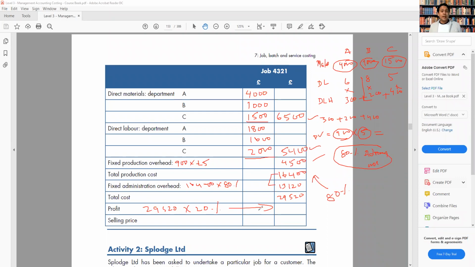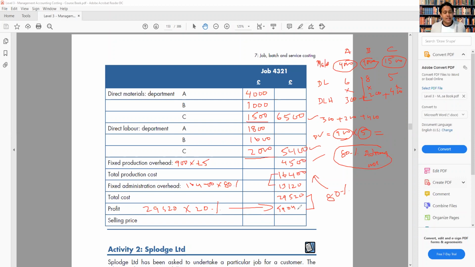29,520. And on top of that, I'm going to add 20% of the profit, 5,904. Very well done, Annie. So if I add these two, that will be the selling price. So can I add these two and find how much I should sell to the customer?